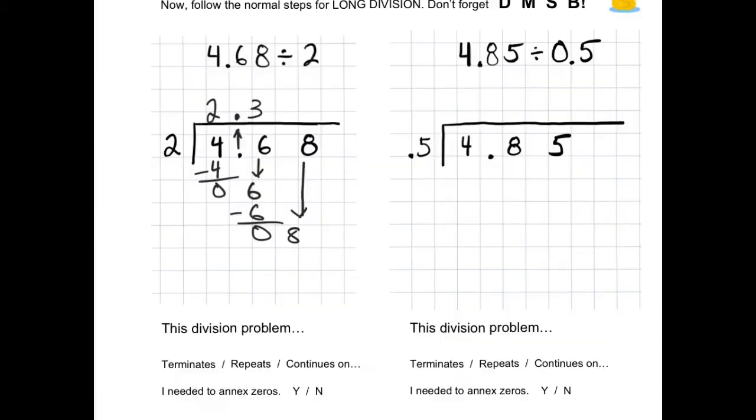Bring down the 8. Now that we've brought down the 8, how many times does 2 divide into 8? 4 times. Multiply 2 and 4, and we get 8. Subtract 8 minus 8, and we get 0. And there are no more digits to bring down. We've got no remainder down here, and so we have our final answer. 2 goes into 4 and 68 hundredths exactly 2.34 times, or 2 and 34 hundredths.